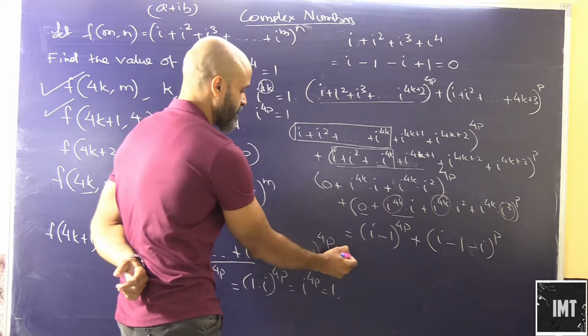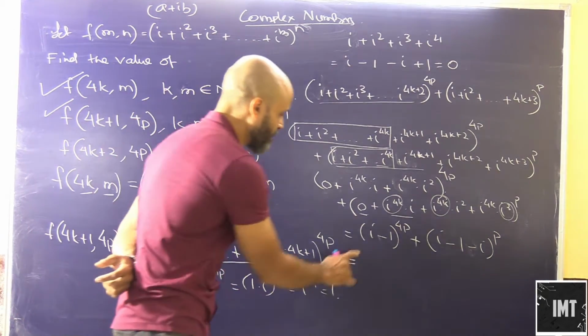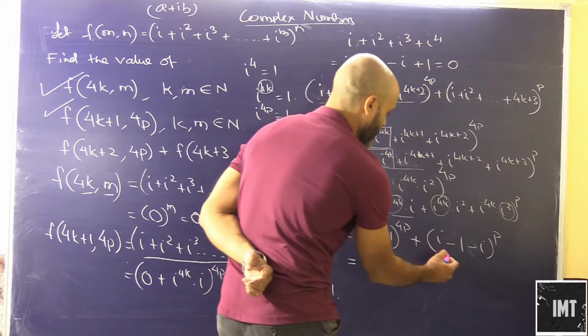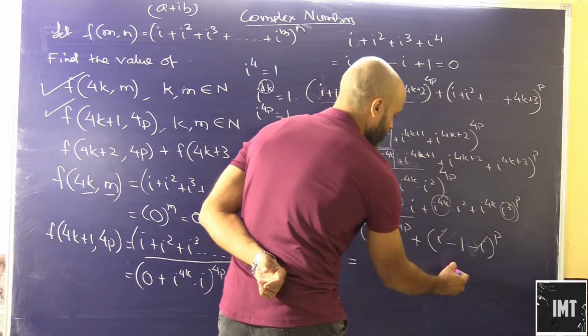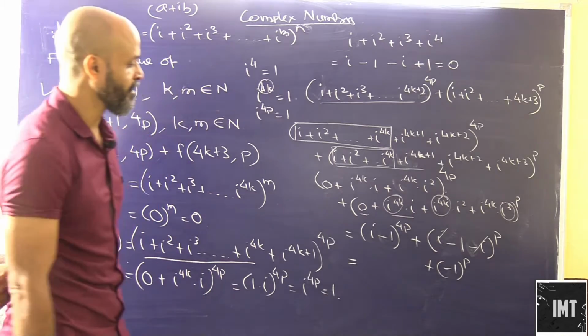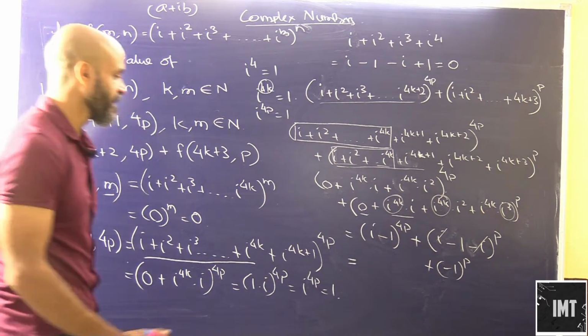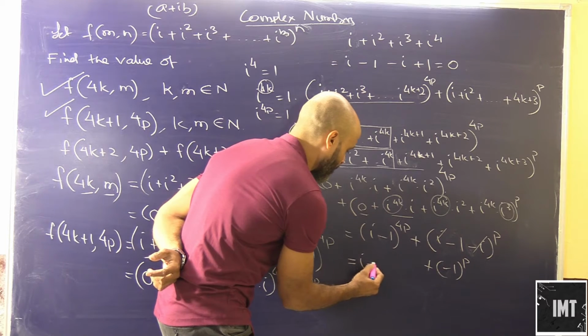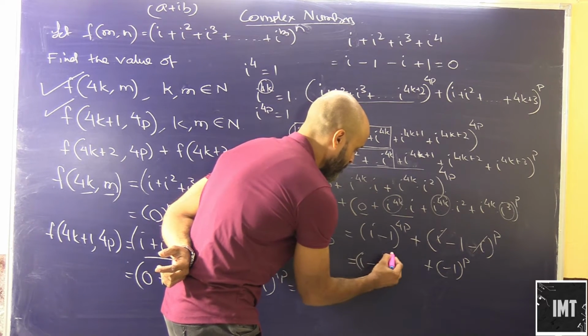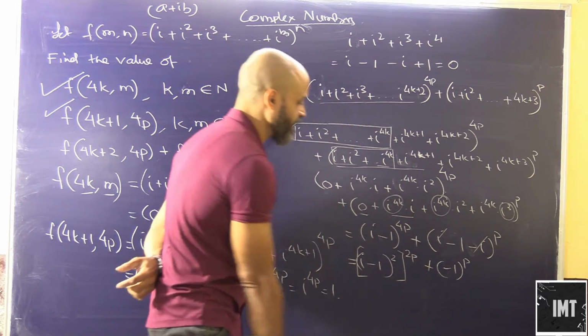So let's look at this. i to the power of minus 4p, (i minus 1) to the power of 4p, and here we have this gets cancelled. So this will be (minus 1) to the power of p, (minus 1) to the power of p, and (i minus 1) to the power of 4p. So we can take this as (i minus 1) squared to the power of 2p. Can we take it in this way?